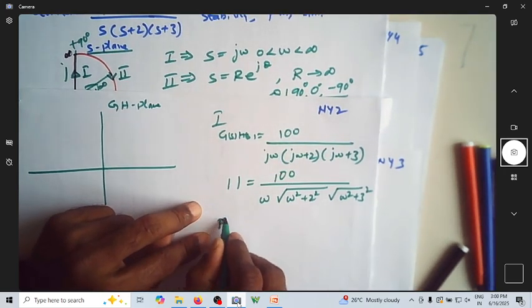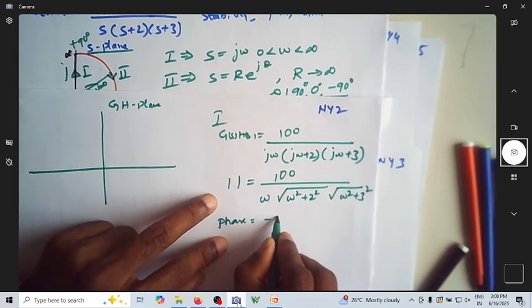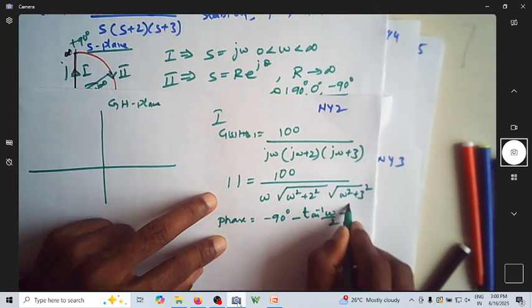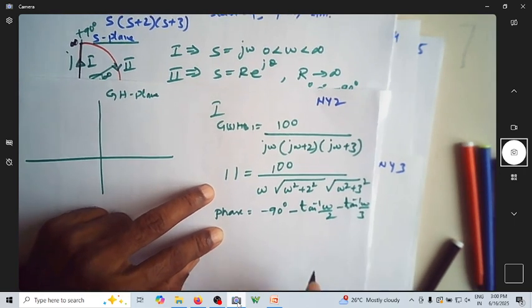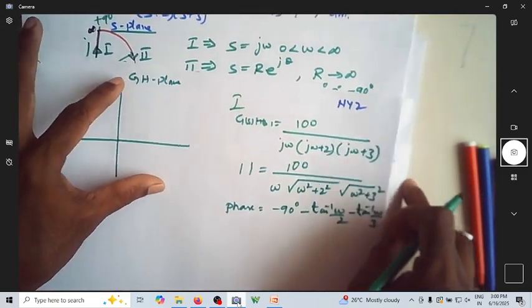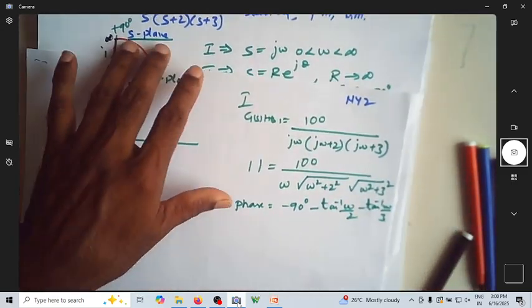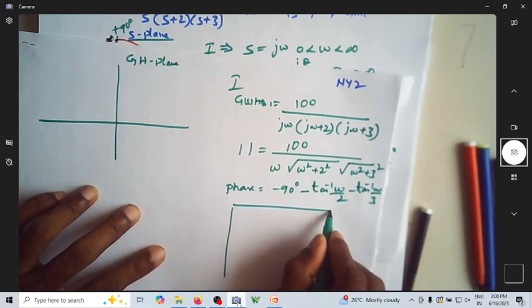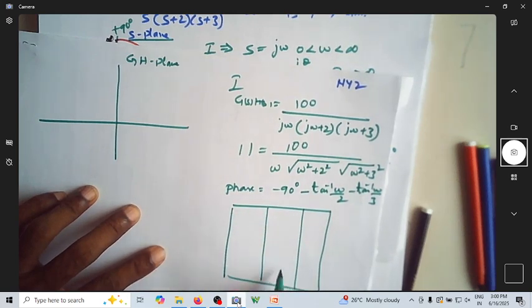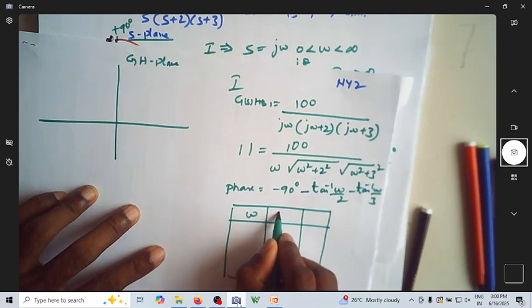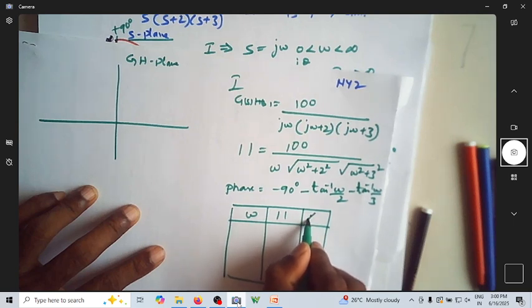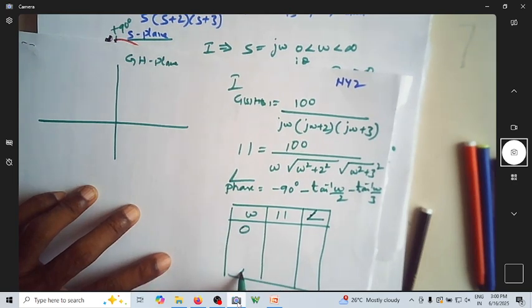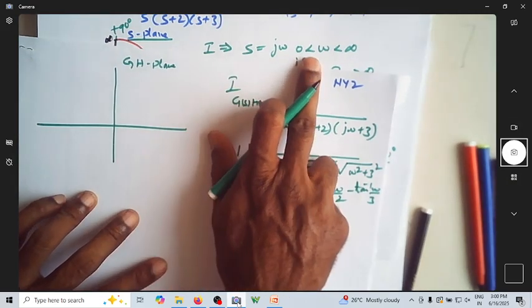The phase angle of this is minus 90 degrees minus tan inverse of omega by 2 minus tan inverse of omega by 3. So this is the phase equation. Let us write the magnitude and the phase for different values of omega. You know that omega ranges from 0 to infinity, as per our first segment variation.